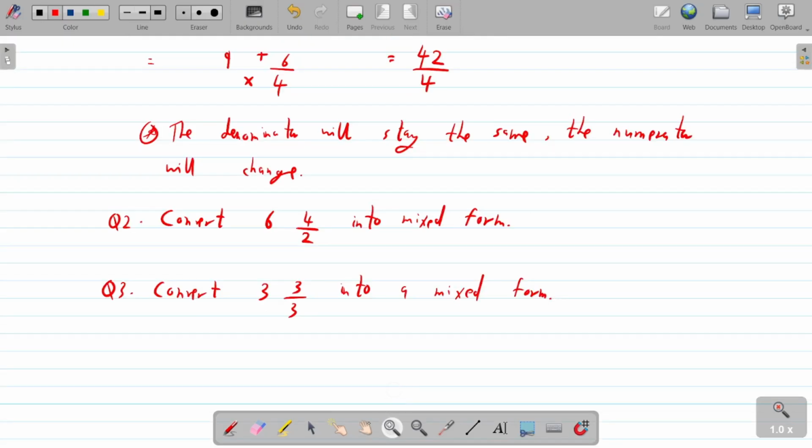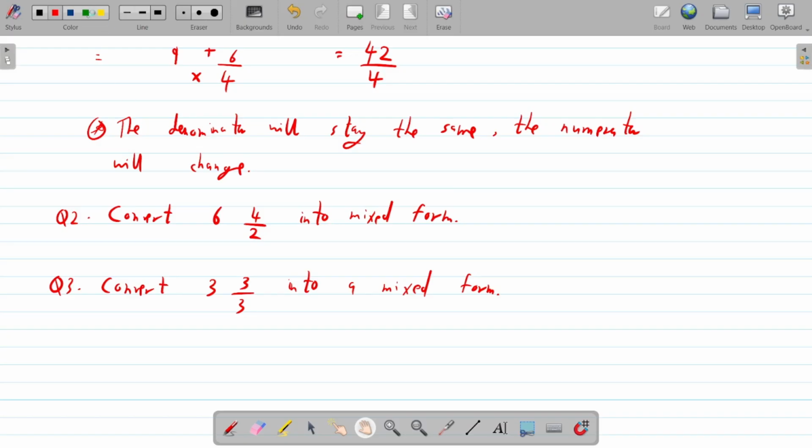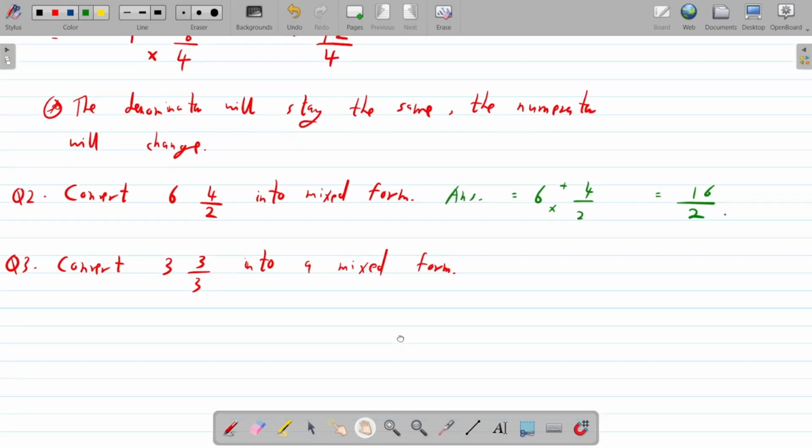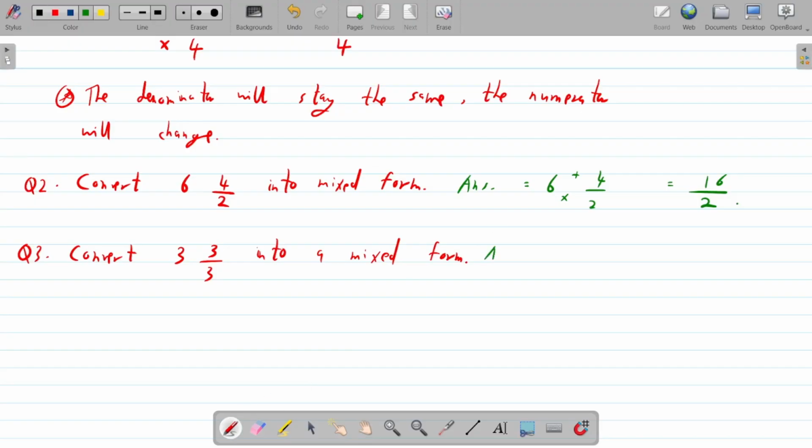Okay, what's the answer for the first one? 16 over 2. Okay, can you explain to me the working? Okay, so 6, 4, 2. Add that, so we get 16. And what's going to be the denominator? 2. Yep, correct. And for the second question? 12 over 3. So what are the steps for this?